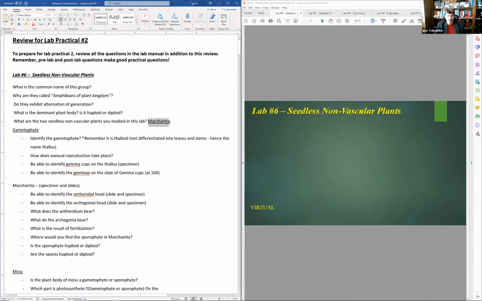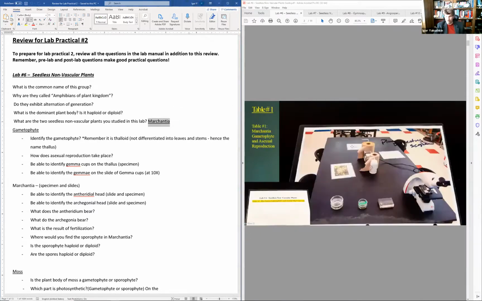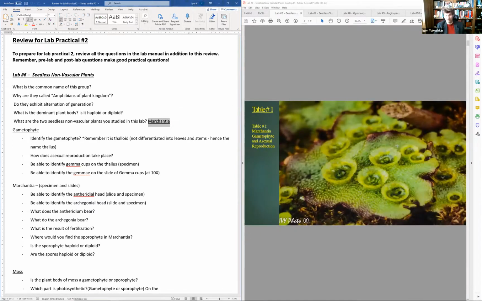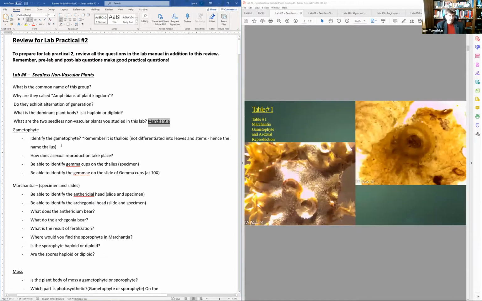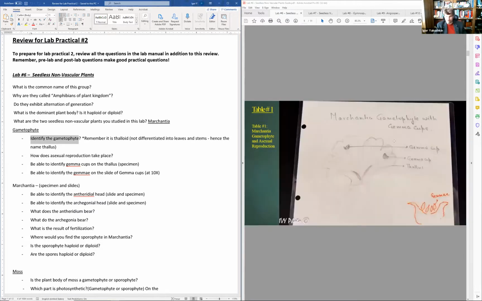What are the 2 seedless non-vascular plants you studied in this lab? We talked about Marchantia and we also talked about the moss, right? So here we're looking at the liverworts and mosses. Can you identify the gametophyte? That's the whole thing, right here. You're looking at the gametophyte.